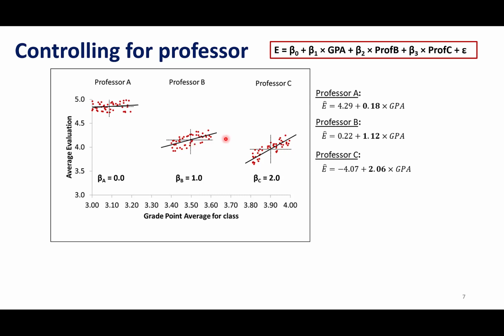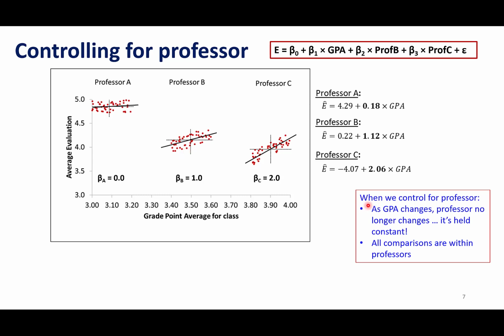Okay, and the same thing for Professor B. All Professor B's observations are compared to the others for Professor B and not to anyone else. And that's how we know we're holding other factors constant. And so what happens when we control for professor? Then as the GPA changes, professor no longer changes. It can't because it's held constant. And all comparisons are within the professors.